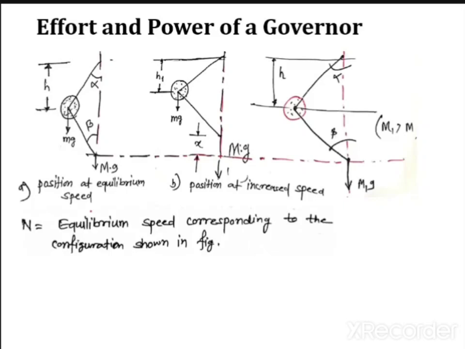Okay, so let us say that n is equal to the equilibrium speed corresponding to the configuration shown in the figure. The first, n is the equilibrium speed means what? At position A. Okay, c is the percentage increase in the speed.